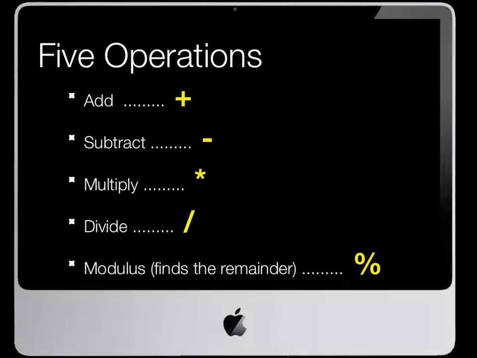The 5 built-in basic math operations for C++ are addition, where we use the plus sign, subtraction, where we use the minus sign, multiplication, where we use the asterisk, division, where we use a /, and modulus, which finds the remainder, where we use the percent sign. In this case, percent will not mean percent, it will mean remainder.